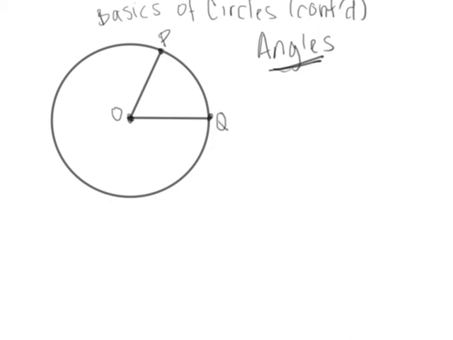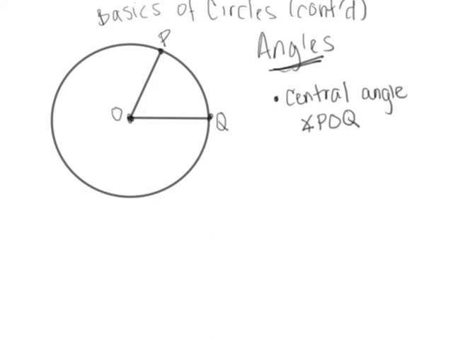This would be angle POQ or QOP, whichever way you would like to name it, and it is known as a central angle. Central angle, like angle POQ. This central angle is called a central angle because O is the vertex of the angle, which is the center. So it just goes right along with the name.